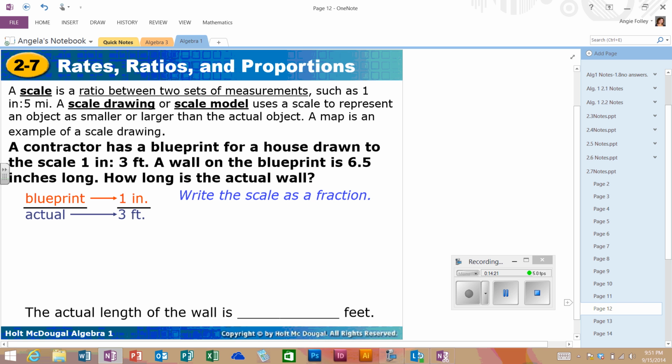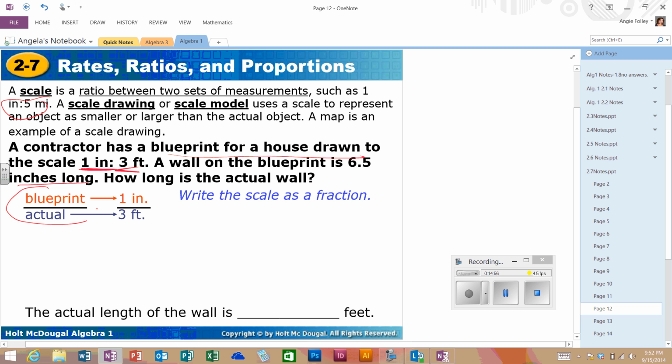All right, one last example. A scale is a ratio between 2 sets of measurements, such as 1 inch to every 5 miles. So you might have seen this on a map before. A scale drawing or a scale model, again, maps, globes, they have them on them. So a contractor has a blueprint for a house drawn to scale, where 1 inch on the blueprints means 3 feet in real life. A wall on the blueprint is 6.5 inches long. How long is the actual wall?